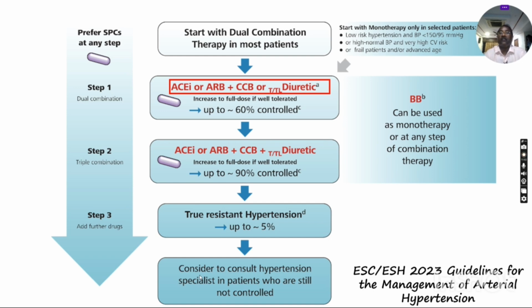And of course, beta blockers can be used as a monotherapy or at any step of the combination therapy, because beta blockers are very much indicated as a compelling indication in ischemic heart disease, in tachyarrhythmias, and in the management of heart failure, etc.